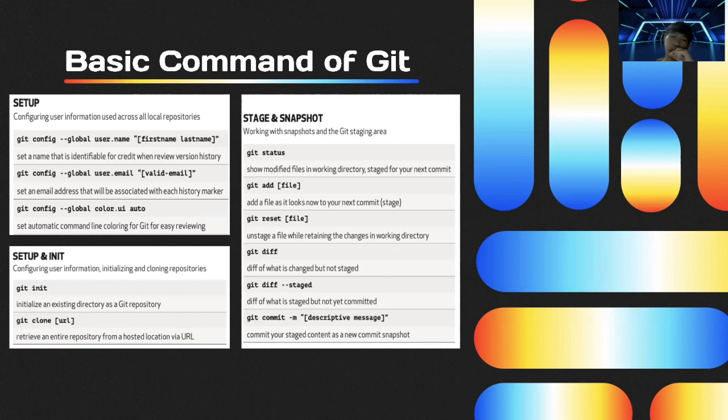Next command is git diff. It's for a diff of what is changed but not staged. Next command is git diff --staged. A diff of what is staged but not yet committed. And the last command is git commit. It's for committing your staged content as a new commit snapshot.